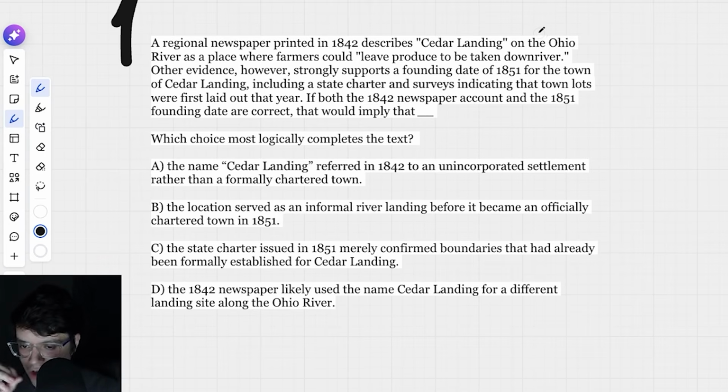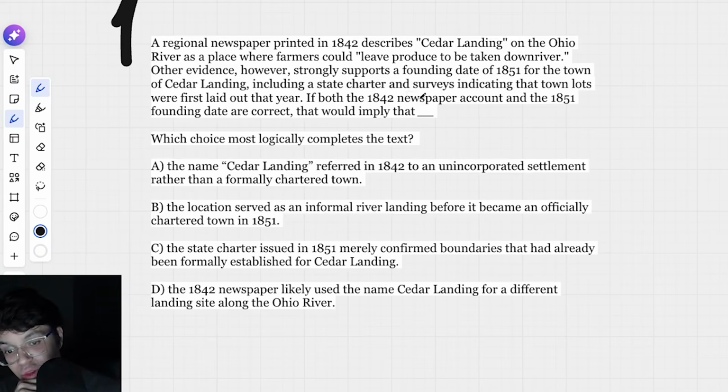Okay. Other evidence, however, strongly supports a founding date of 1851 for the town of Cedar Landing, including a state charter and surveys indicating the town lots were first laid out in that year. So these people are saying that 1842 was not when this thing was made, it was 1851. And they know this because they only had actual town lots. So basically they only actually had a town in 1851 and later.